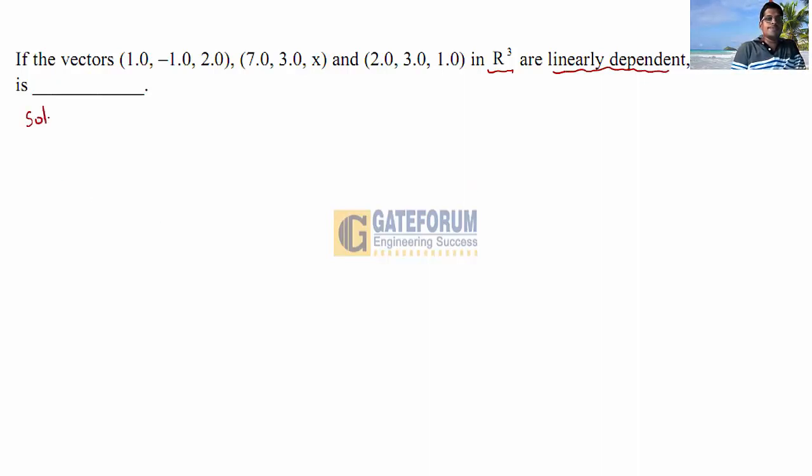Solution is, so each vector containing 3 elements, 3 vectors, total 9 elements, which is forming a square matrix.